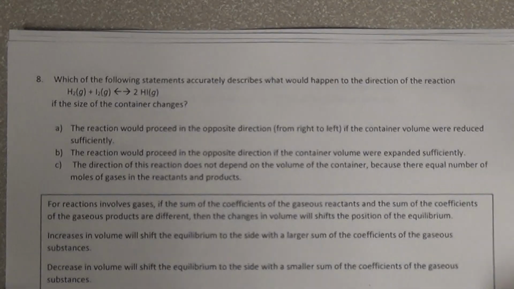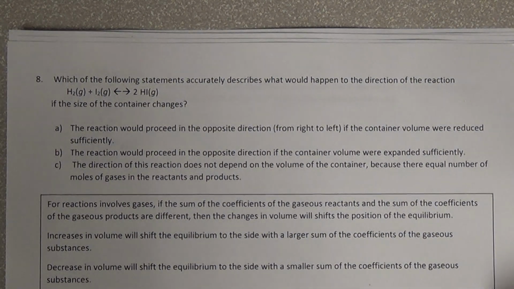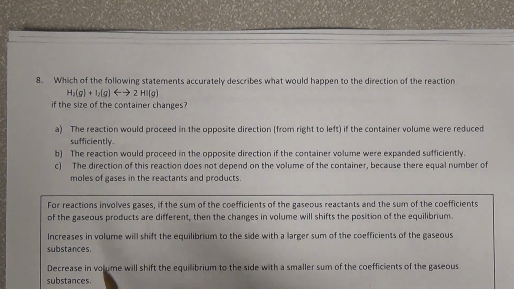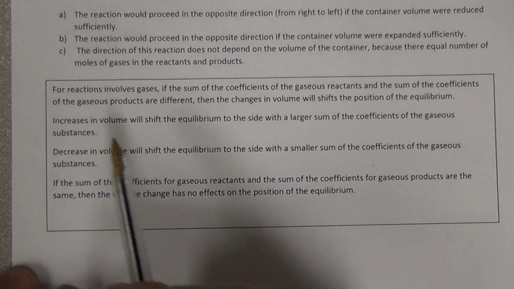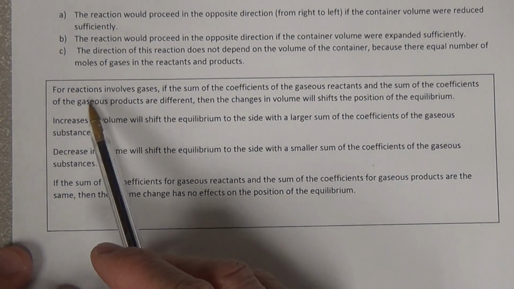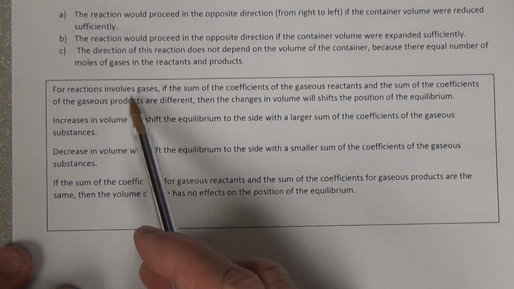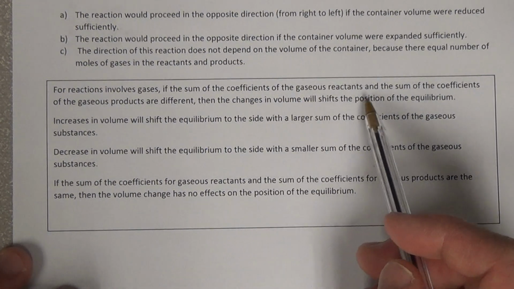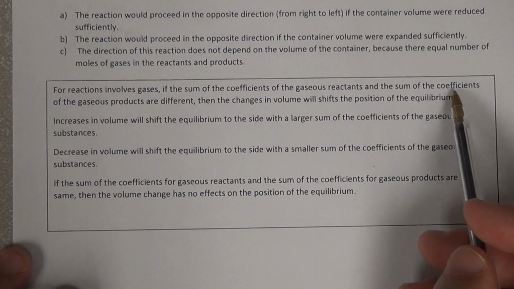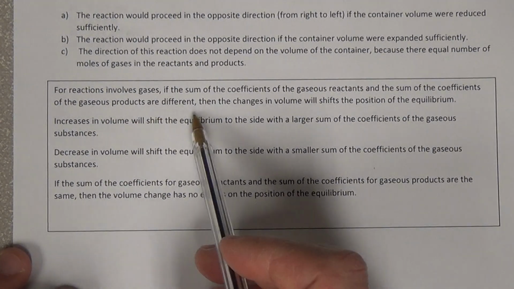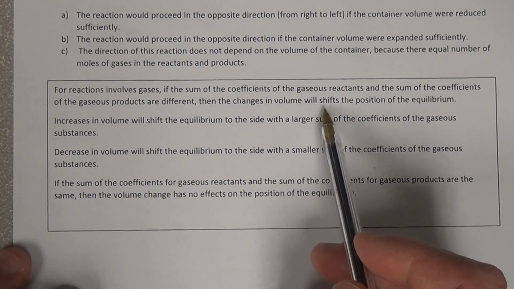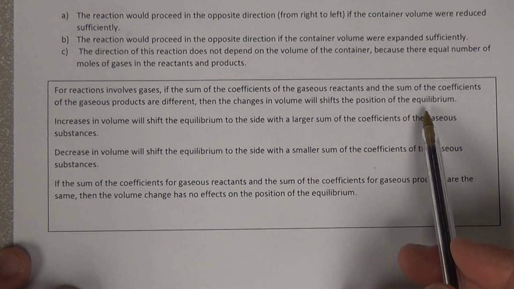Okay, so question number 8. Which of the following statements correctly describes what will happen to the direction of the reaction if the size of the container changes? Okay. So here is the summary about the volume change. For reactions involving gases, if the sum of the coefficients of the gaseous reactants and the sum of the coefficients of the gaseous products are different, then the change in volume will shift the position of the equilibrium.